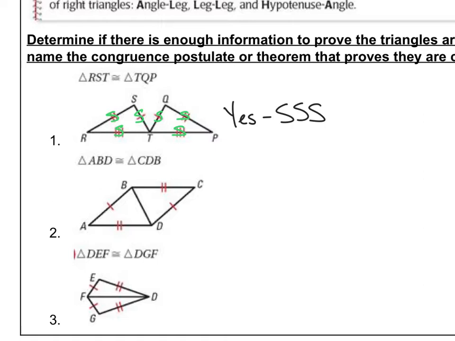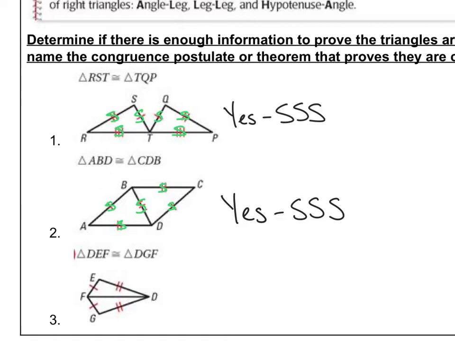Now if we look at number two, we have a side and a side, and then most people would stop right there and say, well, we just don't have enough information after that. Understand that when they share a side, the reflexive property says that it is equal to itself. So BD would be equal to BD, and that would give us our third side. So again, number two would be yes by side, side, side.